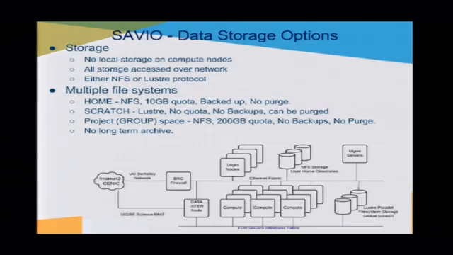Home file systems, which are NFS mounted. The quota which he was mentioning is about 10 gigabytes per user account. Each user will have their own user home directory. It is backed up, so put your important files in there, your source code, your scripts, important data. That's where all that can go, so that it's backed up and we do not purge anything that you put in there.